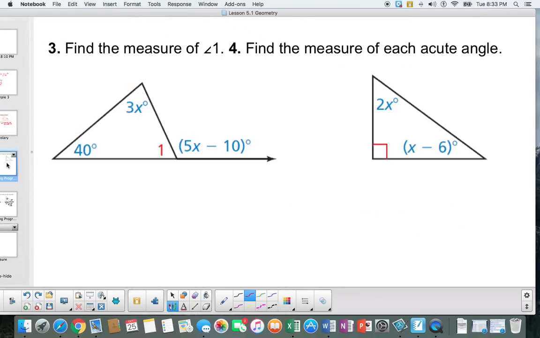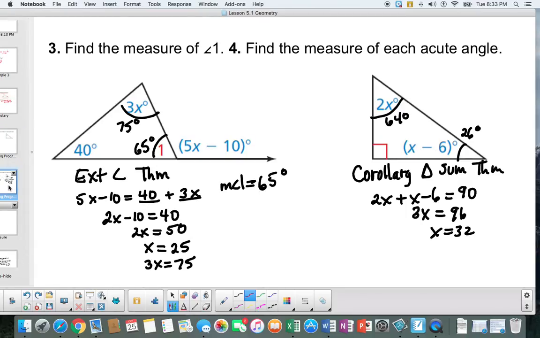Okay, I'd like you to take a minute to stop the screencast and see if you can figure out the measure of angle 1 and the measures of these two acute angles. And here's the answer. I used the exterior angle theorem, and I made the exterior angle equal to the sum of the two non-adjacent angles, did my algebra, got x is equal to 25, and then once I got x equal to 25, I got this angle to be 75, and the three have to add up to 180, so there's only 65 degrees left for angle 1.